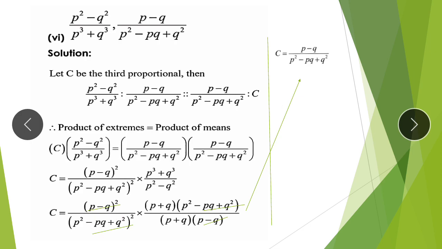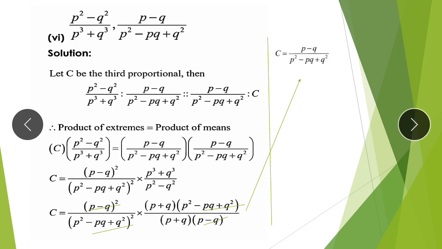Next is the sixth part of the same question. Here again two quantities are given, so we are supposed to find the third proportional. Let the third proportional be C. Again we have let the letter C here. So C and the last quantity are the product of extremes, and the middle values are the product of means. Here we are supposed to find the value of C, so C is kept alone, and this should be shifted to that side of the equation. So of course it will get reversed. PQ plus Q cube was in the denominator, so it will get reversed and come in the numerator, and P square minus Q square will be in division form here.